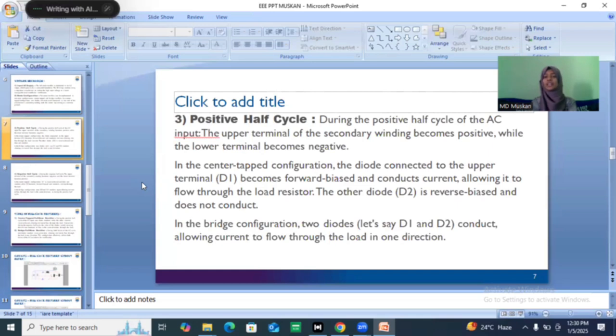For the positive half cycle, the upper terminal is connected to the positive end and the lower terminal is connected to the negative winding. The terminal connected to the positive winding is called forward bias, and the terminal connected to the negative winding is called reverse bias. In this configuration, two diodes are used, which allow current to flow in only one direction.